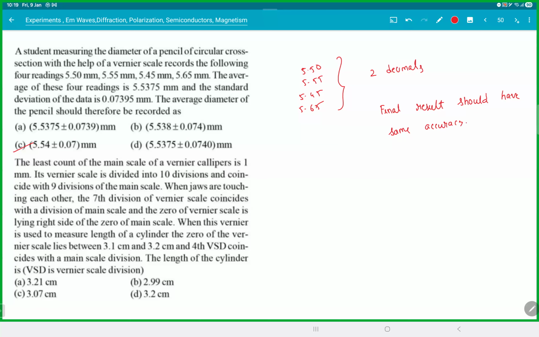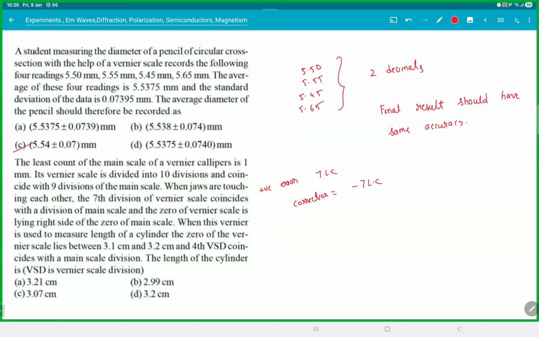That is Vernier calipers. The least count of the main scale of a Vernier caliper is 1 mm. Vernier scale is divided into 10 divisions. So standard one, that is. When jaws are touching each other, the 7th division of Vernier scale coincides with the main scale. And the zero error of the Vernier scale is lying to the right side. So 0 is lying to the right side, so it's a positive error. How much? 7 LC. Therefore, correction is minus 7 least counts.